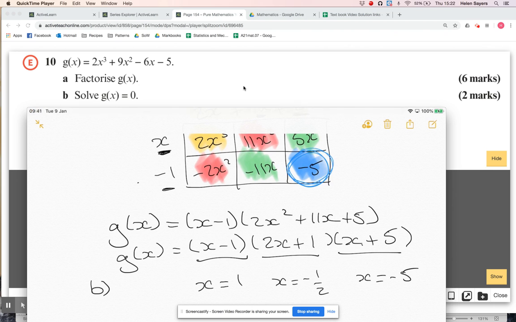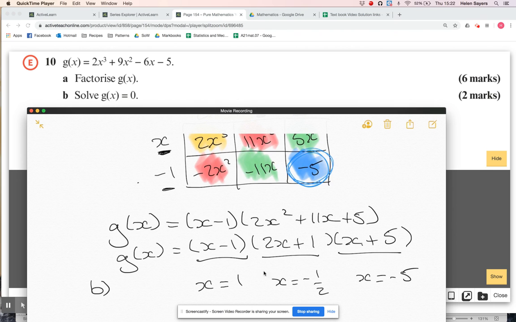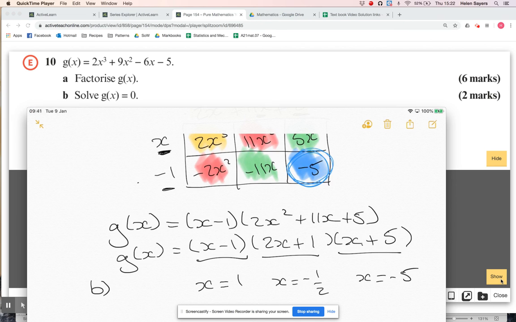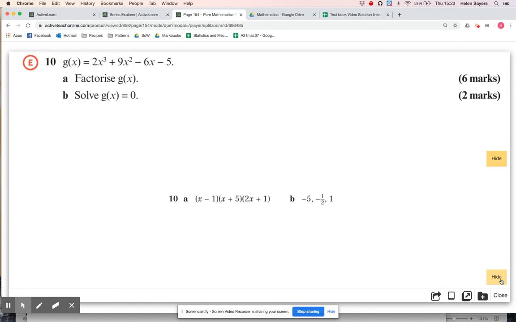Okay, so really that's just checking the difference between factors and roots and what it actually means by solve it. Okay, so let's just quickly check those. I can't see any problems. No, we're good.